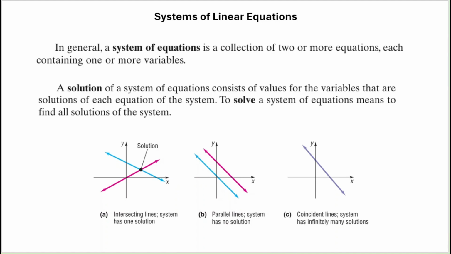So first, talking about systems of linear equations, a system of equations is basically a collection of two or more equations, each containing one or more variables. Now, the solution of a system of equations would be the values of the variables that are solution of each of the equations that are part of the system.